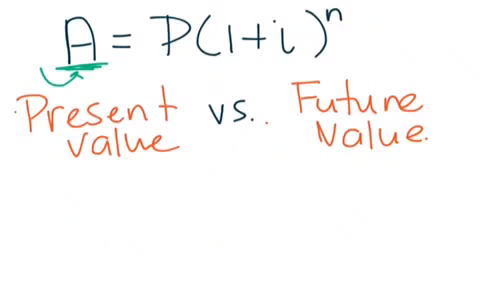P, remember, is the principal. It's the initial value. So if we put in $1,000 at the beginning of our time, that would be our P, our principal. Then we've got I, which we know is the interest rate. And when you're reading the interest rate off from a question, you might have to divide it by a number depending on how often interest is compounded. And then we've got our N, which is our number of periods. So we've got the four variables that we look for.